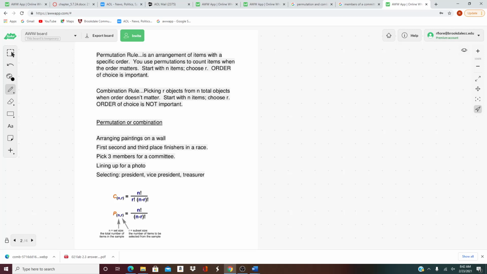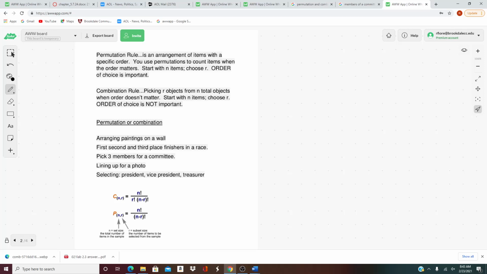A combination rule, you're picking r objects from n total objects when order doesn't matter. Start with n items, choose r, where the order of choice is not important. I'm sorry, I should have said choose r when the order of choice is not important. I apologize, I misspoke. Permutation or combination, determine which of the two it is.